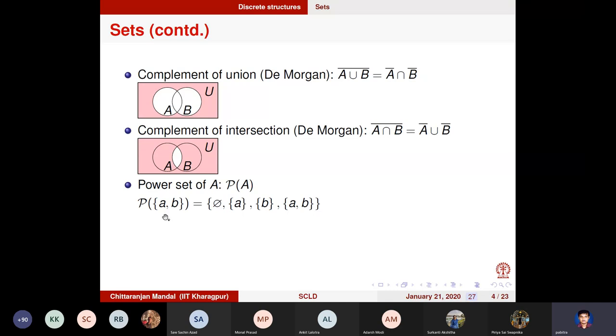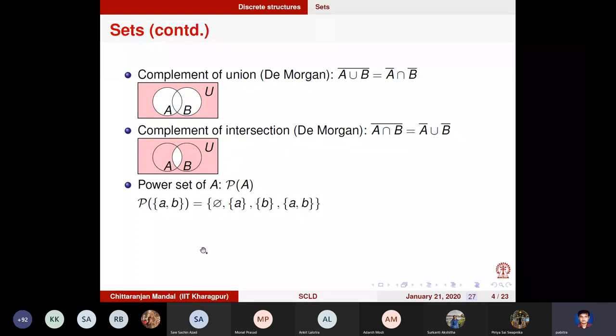So if your set is, say, only a two element set, A and B, then all possible subsets are null, only A, only B, and AB, the full set itself. So this is a 4 element set. Note that the elements of the power set are not A or B, they are subsets of the set AB. So they are sets themselves. Null is the empty set, A is a singleton set, B is a singleton set, AB is a 2 element set. These are the elements of the power set.